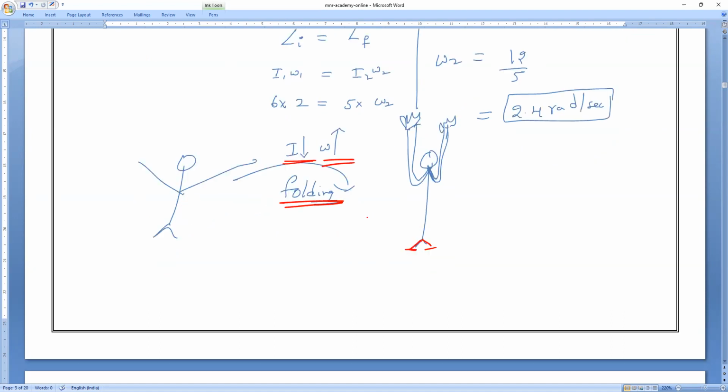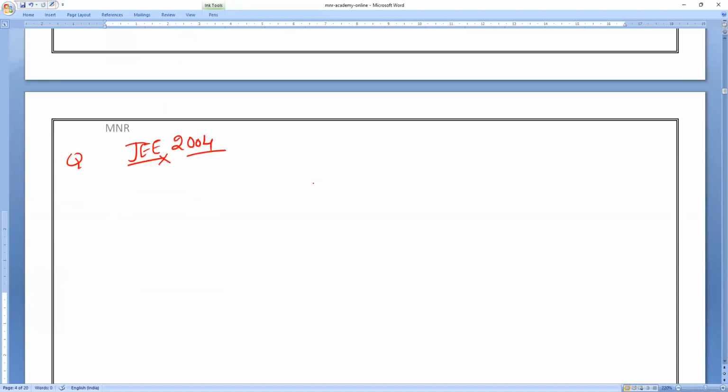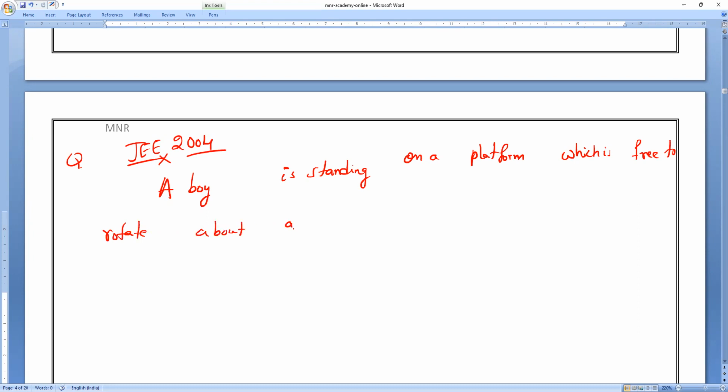So now, based upon this, there is a question. Let us solve the question, which was actually asked in JEE 2004, based upon this exact concept. So you all can find it fast. A boy is standing on a platform which is free to rotate about an axis passing through its center.